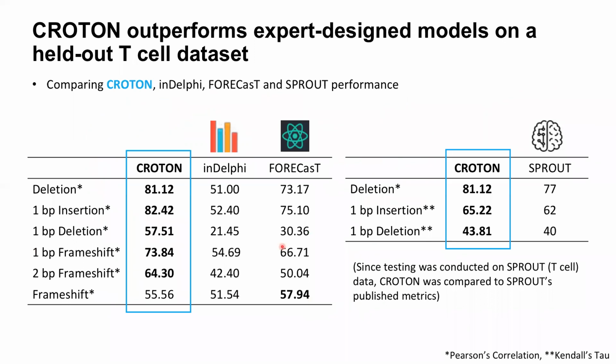We also compared CROTON to other expert design models on their predictions for the Sprout T-cell dataset, which CROTON was unexposed to during training. So shown in these tables are values describing the correlation between each of these 4 models' predictions and the actual Sprout data points. So it either shows the Pearson's correlation or the Kendall's tau value. So overall, you can see that CROTON substantially outperformed all models on most tasks, and notably CROTON performed on par or even outperformed Sprout, which was itself trained on the Sprout T-cell dataset, which was held out for CROTON.